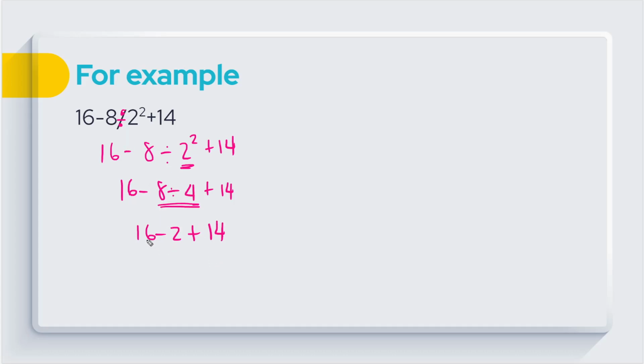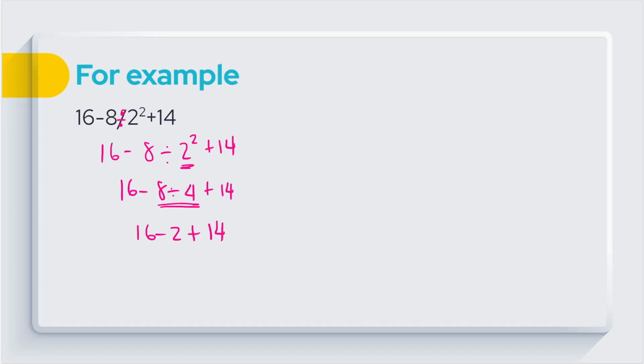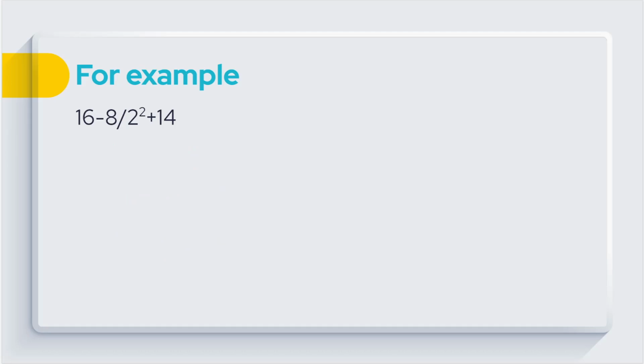Whatever you have left with adding and subtracting, or even when you have other things of the same step. So if all you have left is multiply and divide, then you do it from left to right. So from left to right. 16 minus 2 is 14. Plus 14 is 28. And there we go. We've evaluated this expression. Go us.